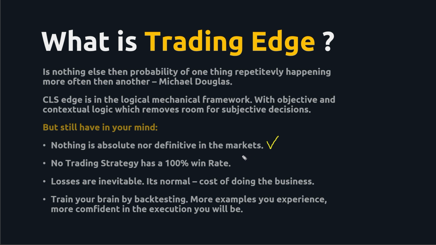Also remember, no trading strategy has a 100% winning ratio. Although the CLS approach has a high winning ratio, we are still humans and we can make mistakes. Sometimes you will not see something and might be approaching the markets wrongly, and then when something plays out you realize that you've been wrong. So losses are basically inevitable and they're a cost of doing business. It's necessary, it's part of it.